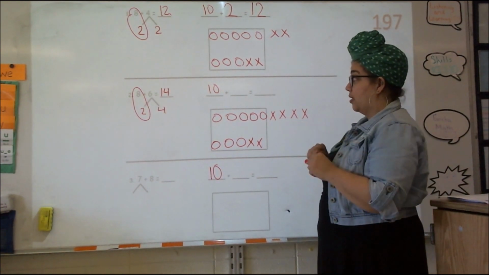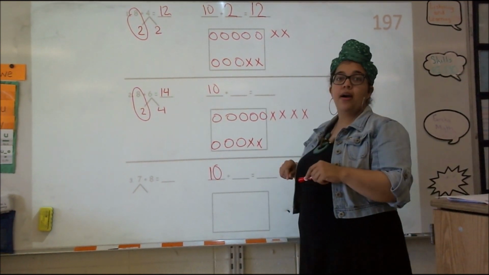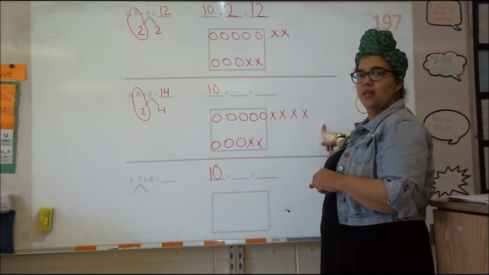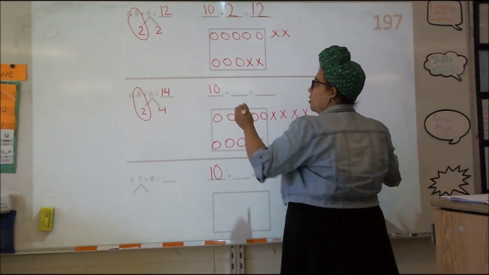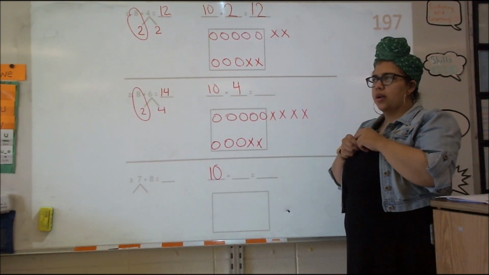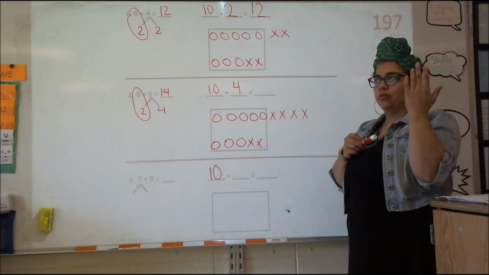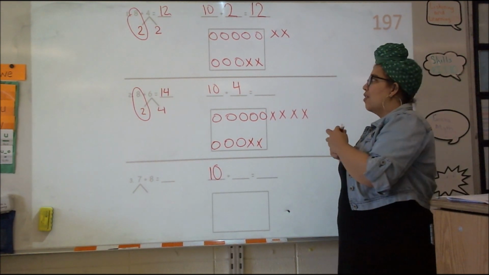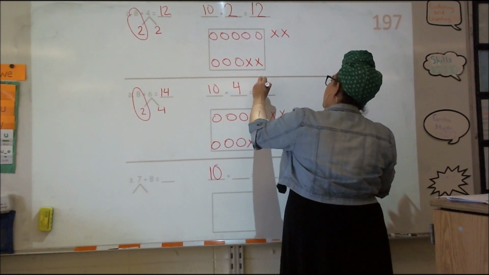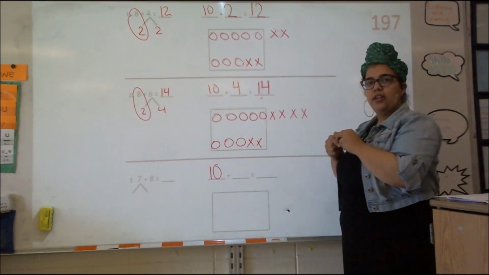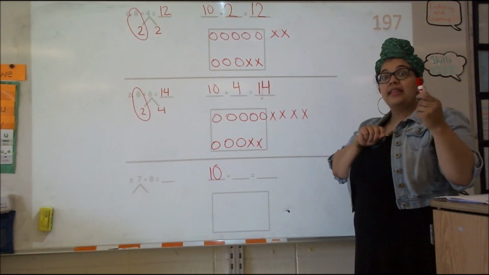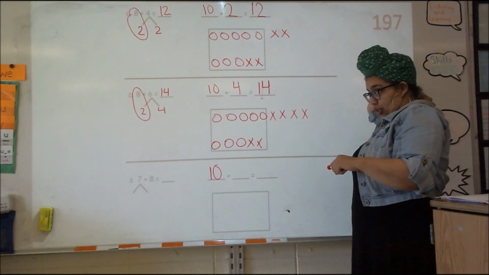Okay, I drew the 6. Is there 10 in my box? Is my 10 frame complete? Yes. How many are outside of the box? 4. So still 10 plus 4. 10 plus 4 is equal to 14. So do my pictures and my numbers go together? They do. Excellent.